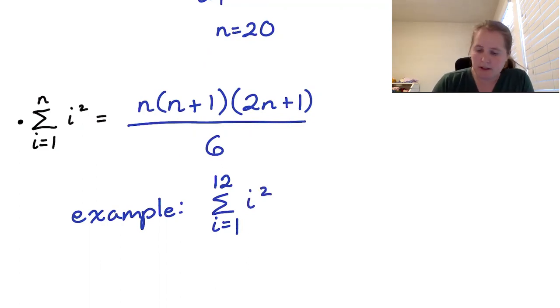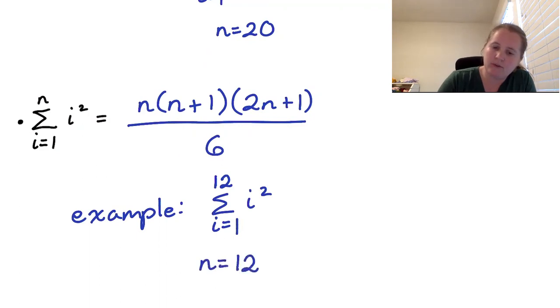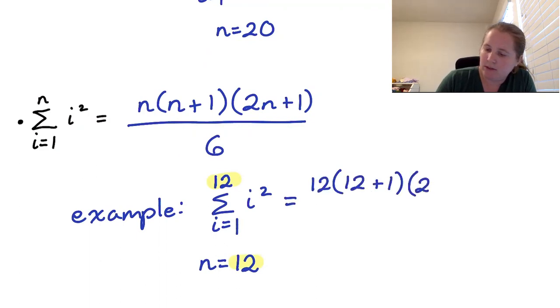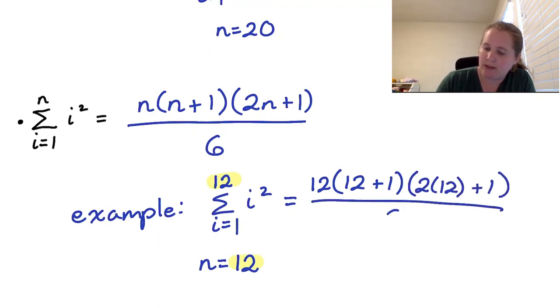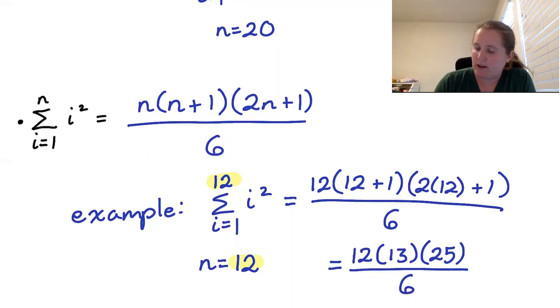So for this, our n is equal to 12. Right? Again, n is just where we're stopping at. So n is equal to 12. So this should be 12 times 12 plus 1 times 2 times 12 plus 1. And then that whole thing divided by 6. Or 12 times 13 times 25 divided by 6.